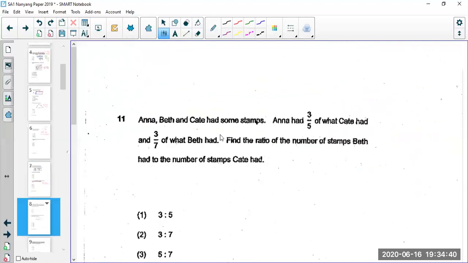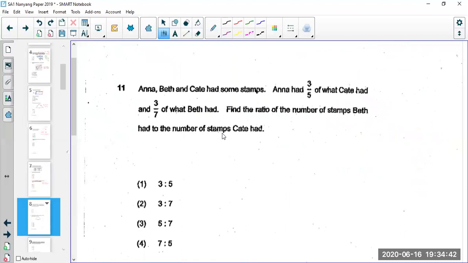Okay, this one looks a bit hard, but remember, every time you see fractions, you can either draw a model or you can use ratio to represent. Anna, Beth, and Katie had some stamps. Anna had 3/5 of what Katie had. So, if you're not drawing the model, then you write as a ratio. You can also use ratio. So Anna has 3, Katie has 5, and then who has 3? Who has 3? Is it Anna or Katie?